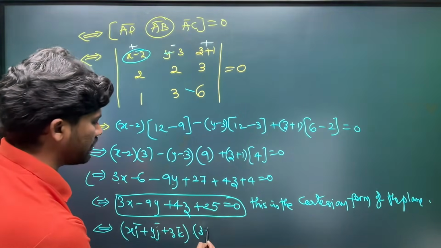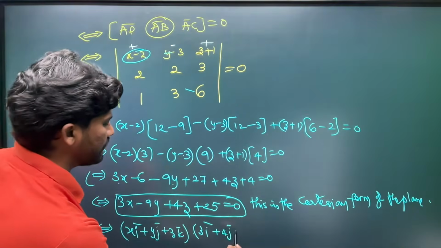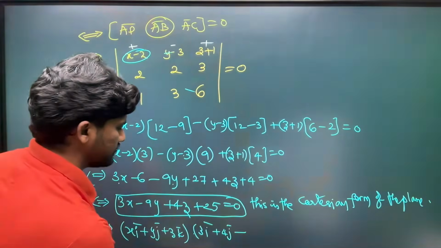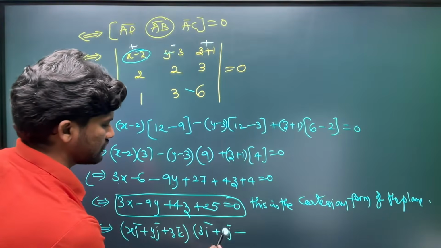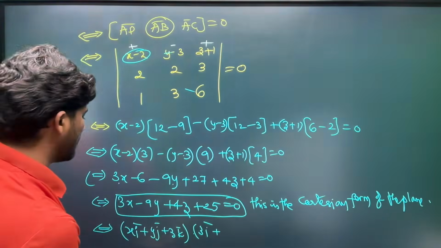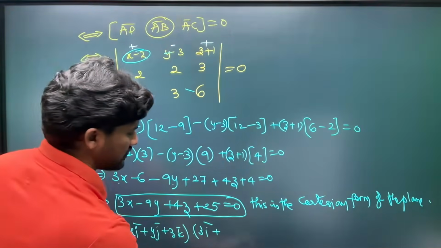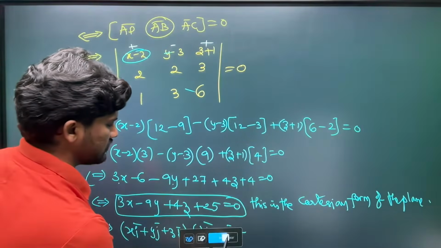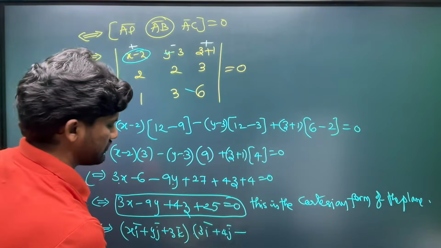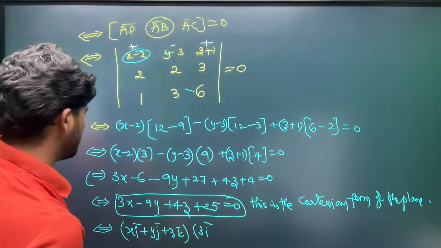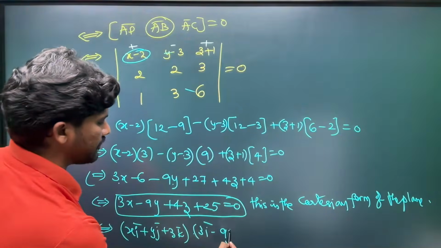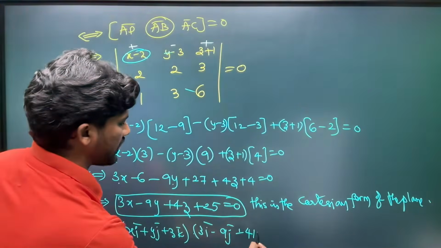So 3I bar plus 4J bar minus 3I bar and minus 3I bar minus 9J bar plus 4K bar.